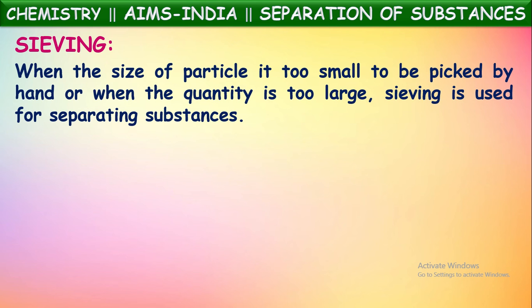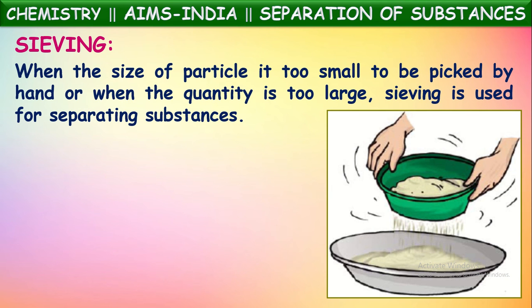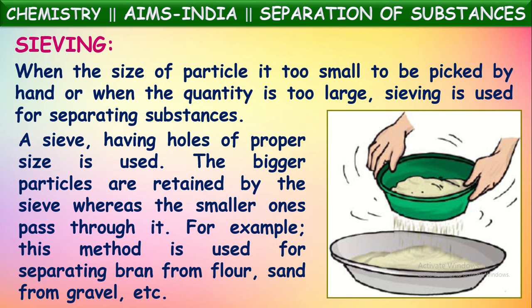But if the quantity of those unwanted particles and wanted particles is more, then the hand picking process may not be possible because it may take a long time if you do that. Then we prefer this sieving method. Okay. See, we observe this generally in our homes also, isn't it? A sieve having holes of proper size is used for separation of the unwanted particles. The bigger particles remain in the sieve, whereas the smaller ones pass through it. Isn't it? You might have observed this technique even at our homes also.